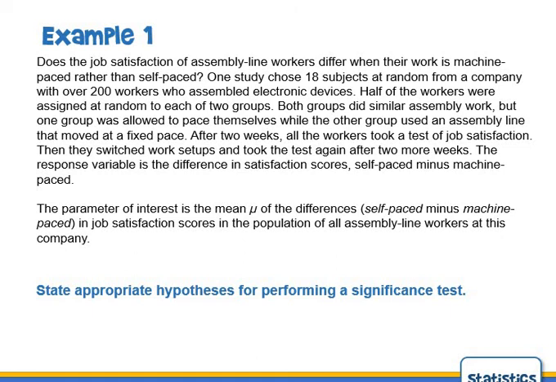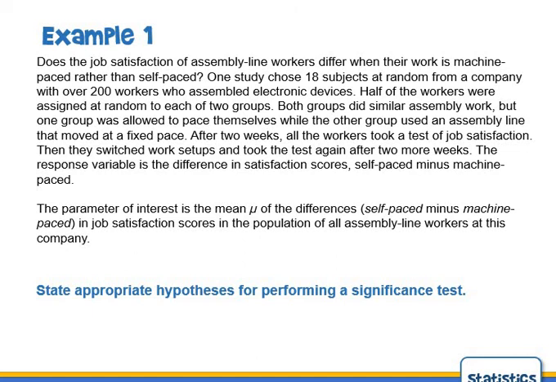So you've got a matched pairs setup here. The response variable is the difference in the satisfaction scores, self-paced minus machine-paced. The parameter of interest is the mean mu of the differences. You're looking at the mean difference, self-paced minus machine-paced, in job satisfaction scores in the population of all assembly line workers at this company. State the hypothesis for performing a significance test.